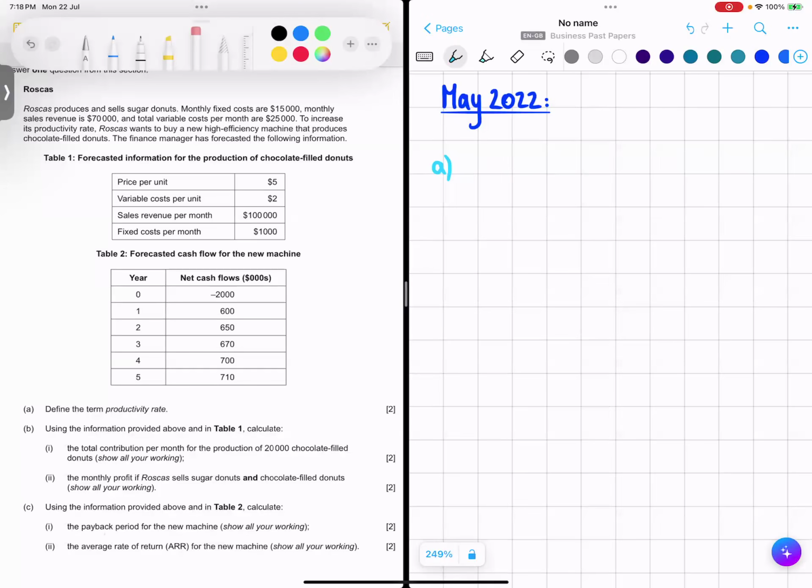Hello guys, today we will be going over IB business management. So we're going to be solving the IB May 22 past paper, paper 2, which is the HL paper in this case.